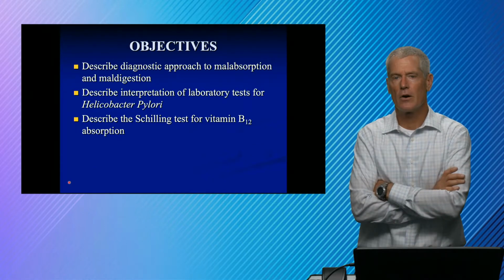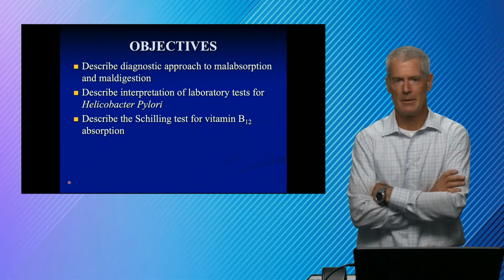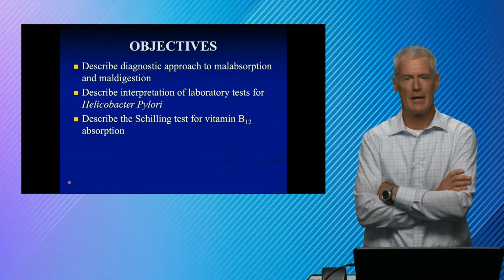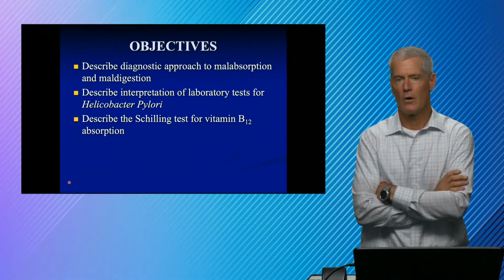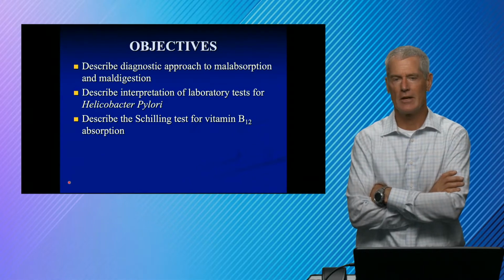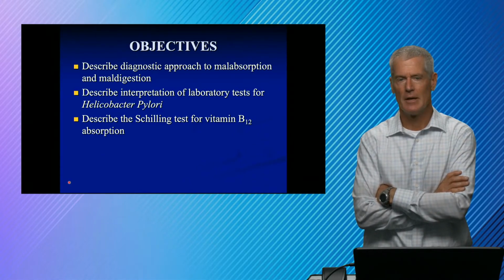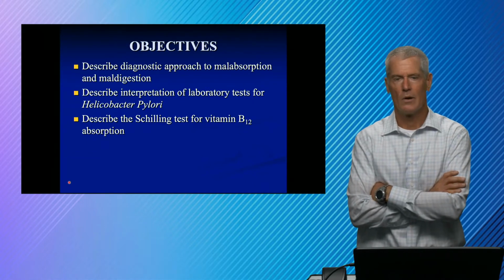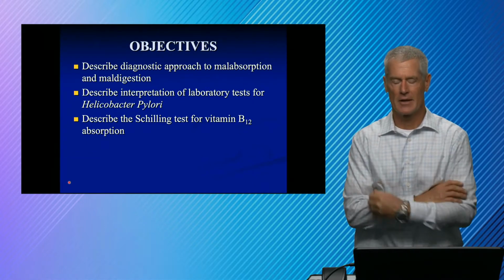B12 deficiency causes a megaloblastic anemia, which means you have big red cells, but not many of them. And so you would look at their MCV, or their mean corpuscular volume, and it would be elevated and they would be anemic. And so a variety of tests for that we'll talk about.